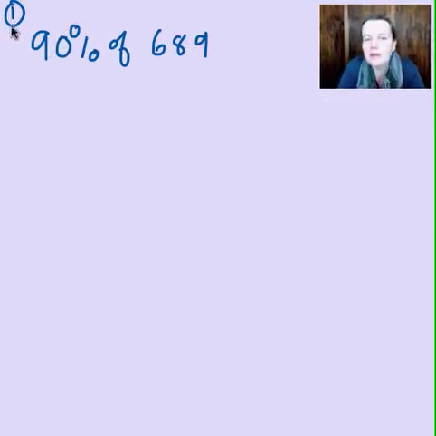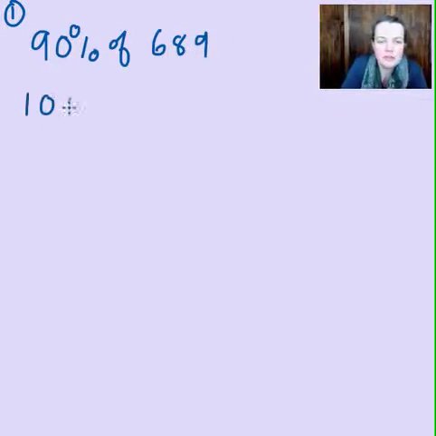90%. Number one, always keep an eye on numbers. It's easy to sort of get lost a bit, and that can cause trouble. 90% of 6, 8, 9. I would say first find 10% of that. So we move the decimal point over once, because there's one naught in 10, so you move it over once. And write out what you're doing. 10% equals 68.9.